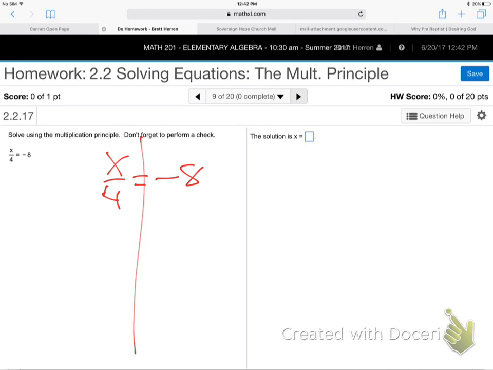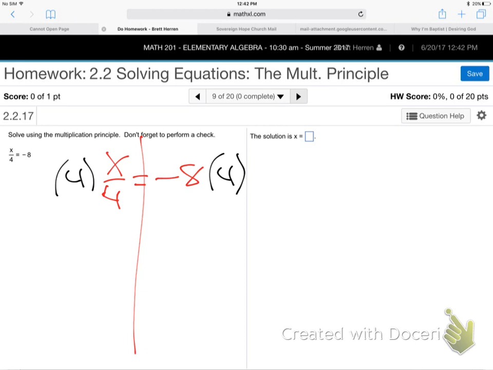What's the opposite of dividing by 4? Multiplying by regular 4. Right, the opposite of dividing is multiplying. So the opposite of dividing by 4 is multiplying. You got to do both sides, right? Because you got to do equal treatment. They were equal before, treat them the same, still be equal. Right, so multiply both sides by 4.